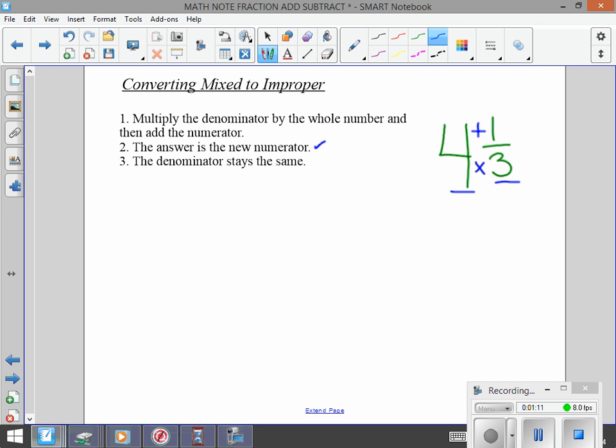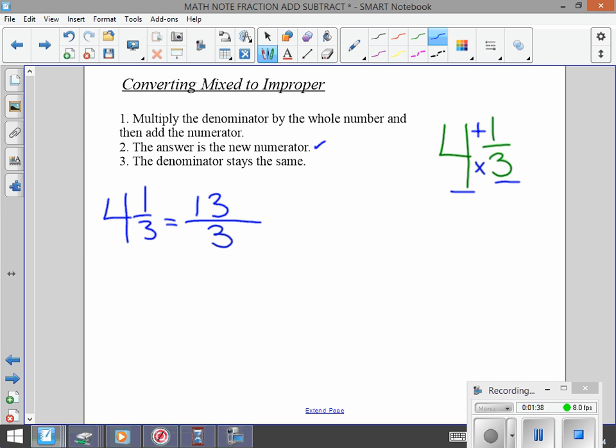Anyhow, it says the answer to that is going to be the new numerator. So 3 times 4 is 12, plus 1 is 13. And then it says the denominator stays the same, so my denominator was 3 over there, so it's going to be 3 over there. So basically 4 and 1/3 is equal to 13 over 3. And we're going to need that for when we multiply, divide, add, subtract. We're going to need to do that first.